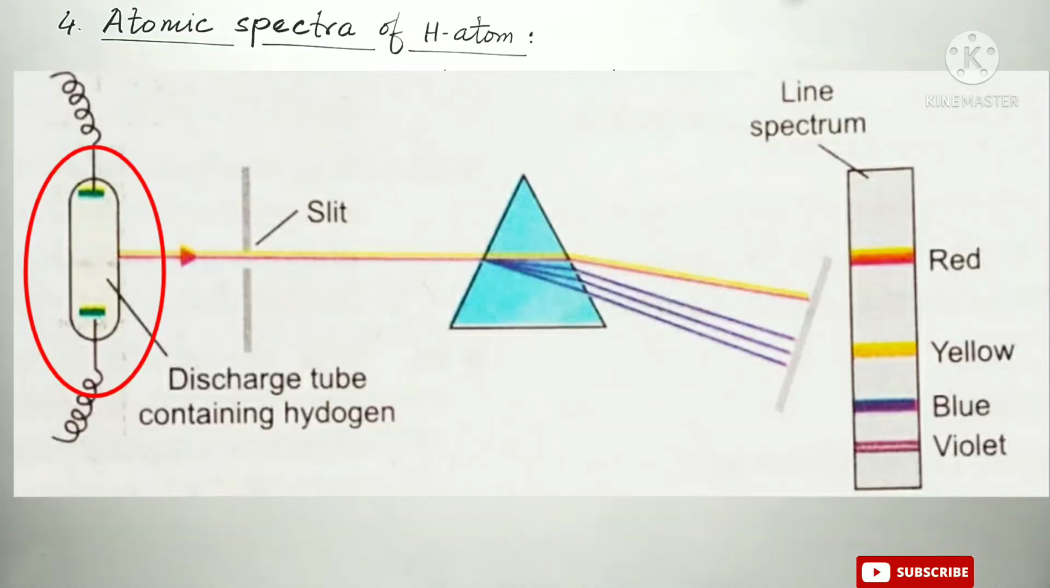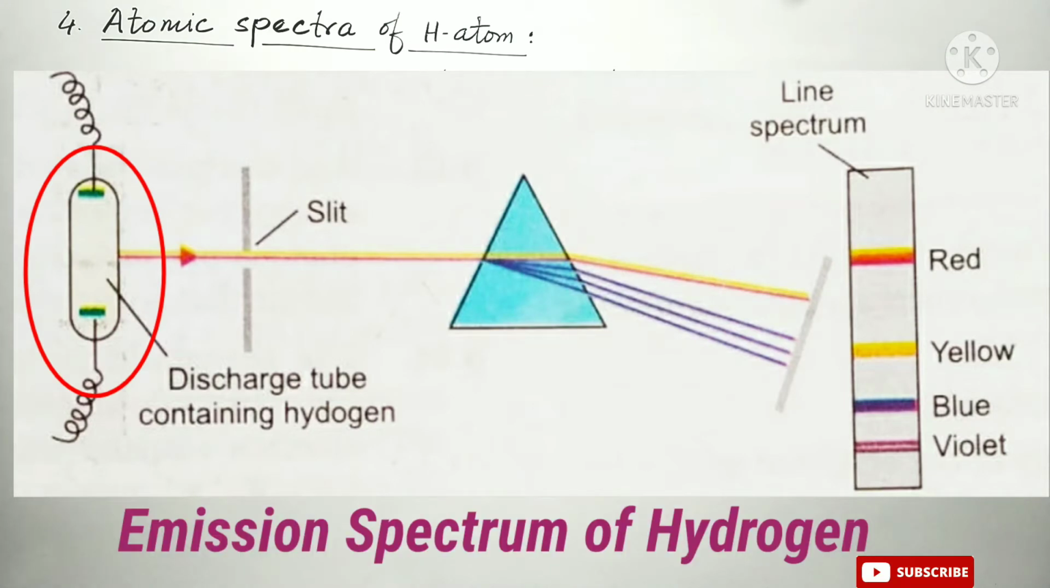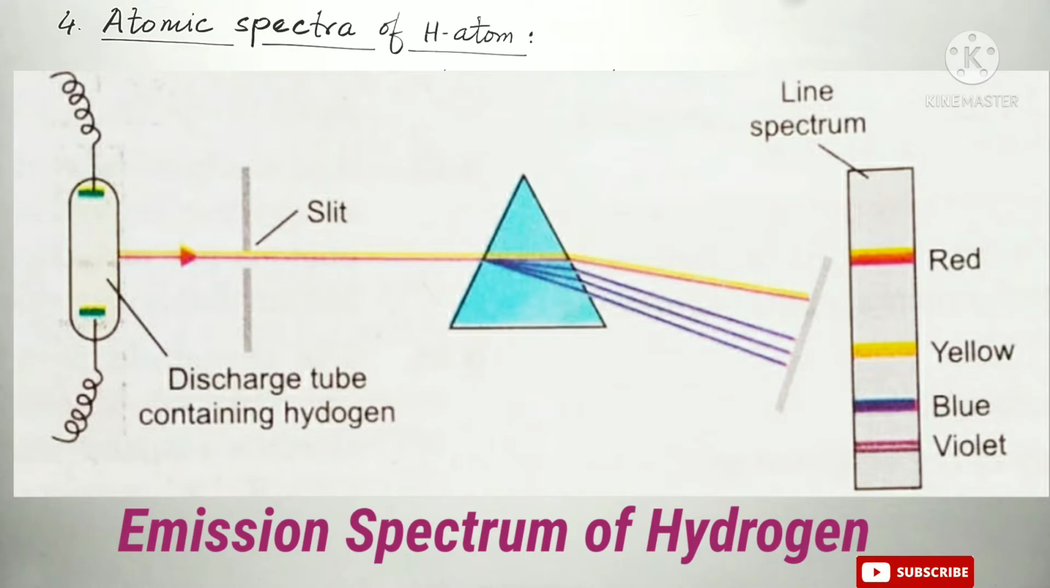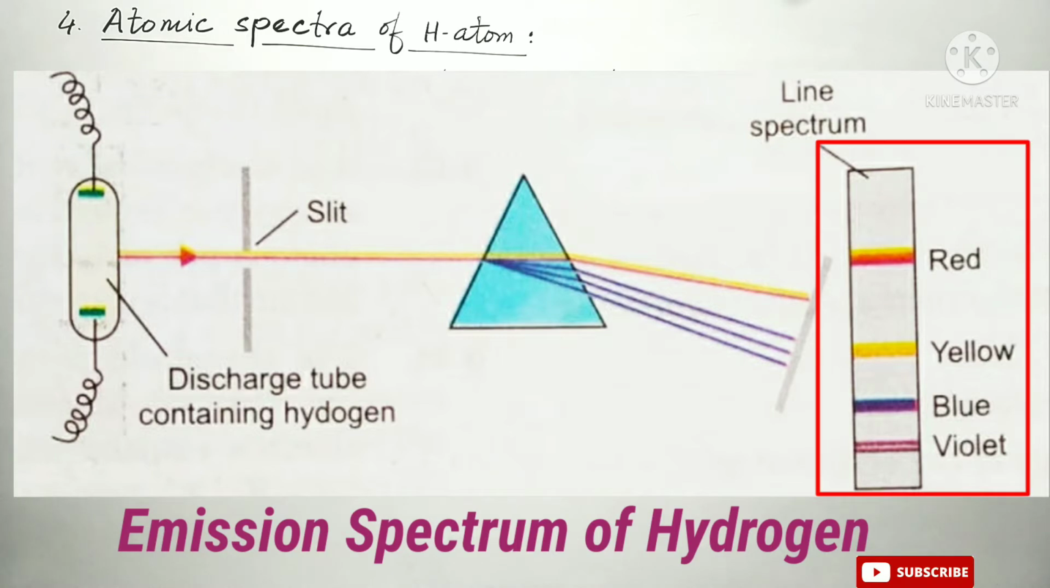Okay, look, it is a discharge tube containing hydrogen gas. When current is passed through this tube, the hydrogen gas absorbs some energy. When the current is stopped, the excited hydrogen atoms emit some energy, and after dispersion by the prism, you will get some lines in the visible region of the spectrum. It is red line, yellow line, blue line, violet line, etc. And this is actually emission spectrum because excited hydrogen atoms actually emit the energy, and that emitted energy produces some lines in the visible region of the spectrum.